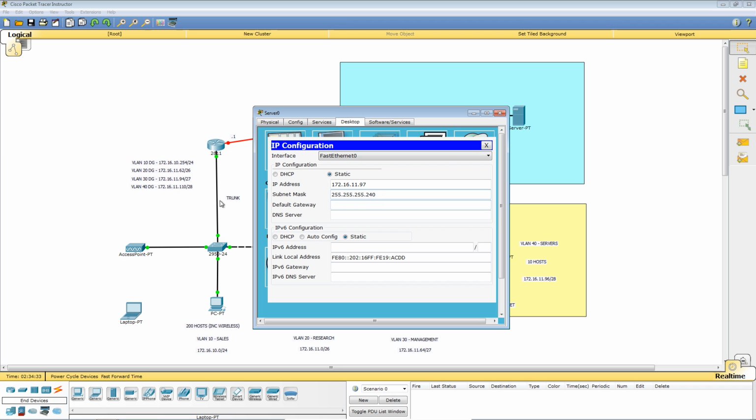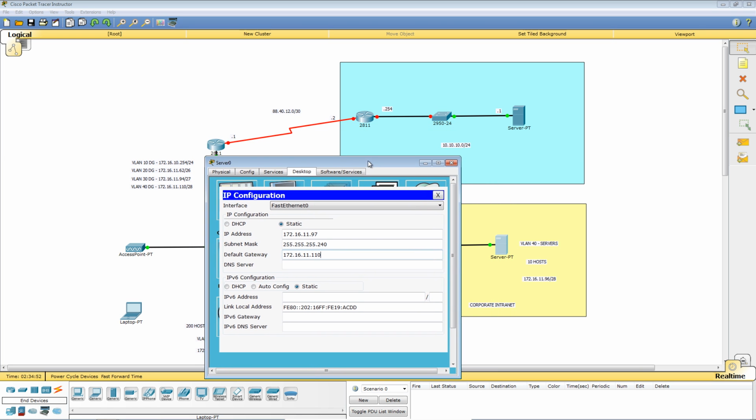Okay. A default gateway just over there, VLAN 40, default gateway 11.110. 172.16.11.110. Okay, and we need a DNS server as well. That's an interesting point. Who should we use for a DNS server? Let's use this DNS server out on the internet. It's currently not configured as a DNS server, but we'll do that in a later video. 10.10.10.0 network /24. This machine is 10.10.10.1. Okay, that's as good a DNS server as any. 10.10.10.1.